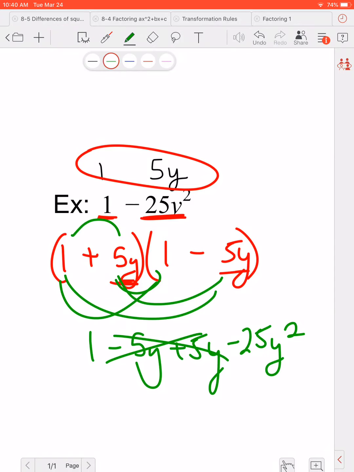Now, if for some reason you accidentally put the 5y in front, then you would have 25y squared minus 1, which we know is not the exact same thing. So make sure if this part is second, it goes second in each parenthesis.